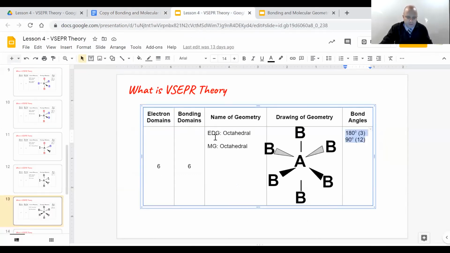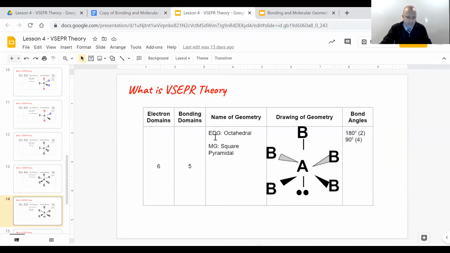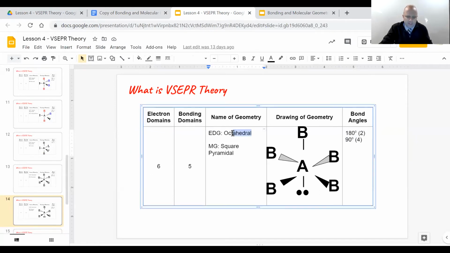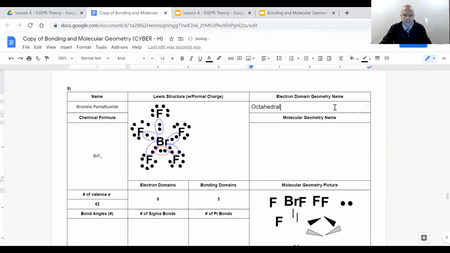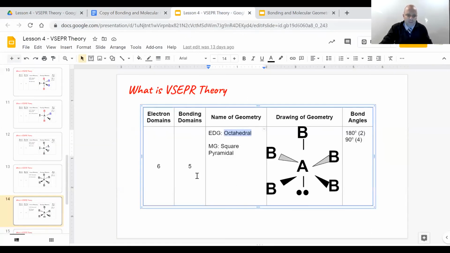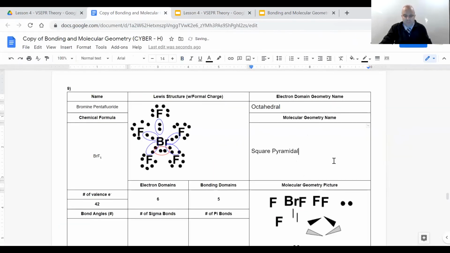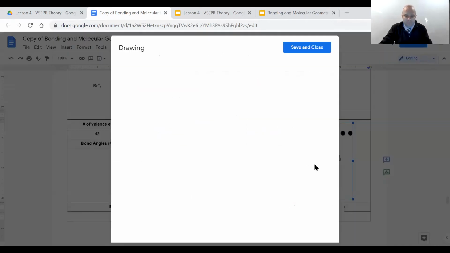Now go to your VSEPR theory chart. Here's 6, 6. Here's 6, 5. Just scroll down 1. So we have octahedral. That's the electron domain geometry because there are 6 altogether. And then the molecular geometry, because only 5 of them are bonded, is called square pyramidal. So it looks like a pyramid with a square base. And the electron pair is pointing down.